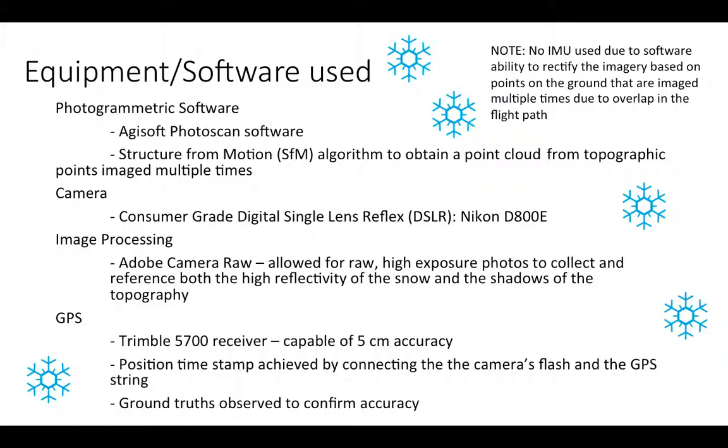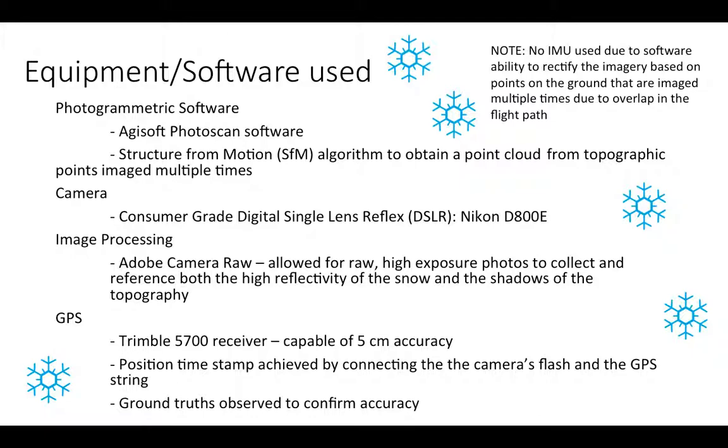Then image processing was done using software called Adobe Camera Raw. So it allowed the researchers to take really high exposure photos, so raw high exposure photos, to capture the high reflectivity of the snow, along with the shadows that are related to topography. And so this software allowed for the referencing and the processing of all these images, along with all these different brightness scales coming from the snow all the way to shadows.